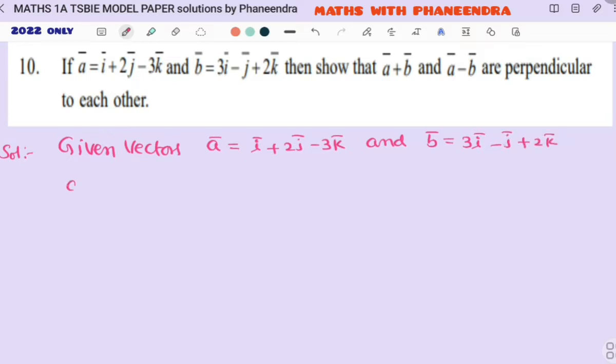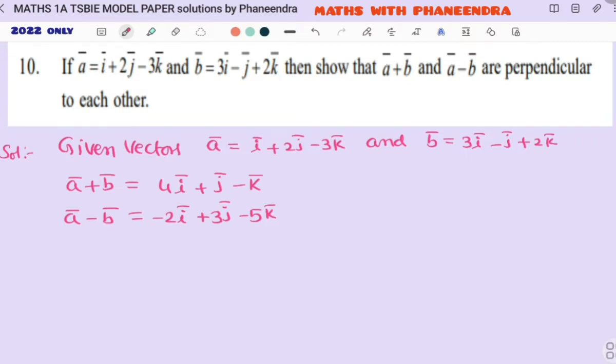So first they are asking to calculate the sum of the vectors A bar plus B bar. Adding the respective components: i bar plus 3i bar is 4i bar, 2j bar minus j bar is plus j bar, next minus 3k plus 2k is minus k. Similarly, A bar minus B bar: i bar minus 3i means minus 2i, 2j minus of minus j, so 2j plus j is 3j, minus 3k minus 2k is minus 5k.